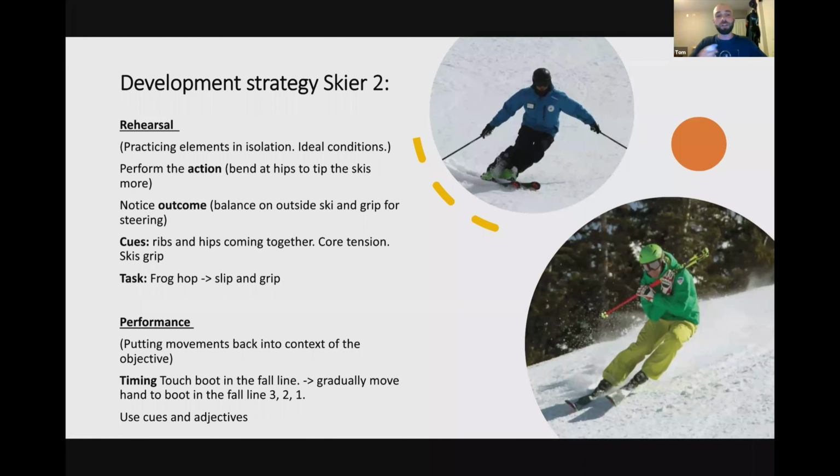And again, I'm using a lot of internal, external cues here and a lot of adjectives to describe how we're going to do it. So same principles as before, but this time we're using that rehearsal performance principle where we're rehearsing the movement in isolation to get a good learning effect, to really link cause and effect, and then we're placing it back into context, skiing arc to arc.